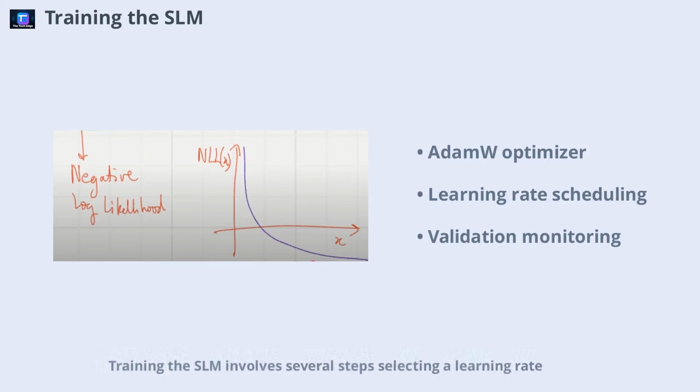Training the SLM involves several steps: selecting a learning rate, setting the number of iterations, defining batch size, and choosing an optimizer. We use AdamW for optimization, with gradient accumulation to update parameters after several steps. Learning rate schedulers help the model converge smoothly, starting with a warm-up phase and then decaying. During training, we monitor both training and validation loss, saving the best model based on validation performance.